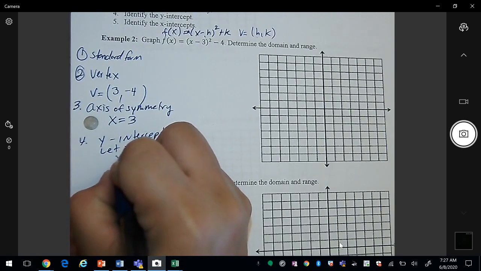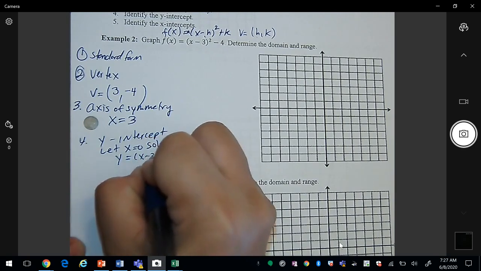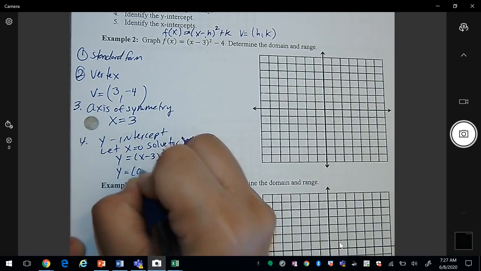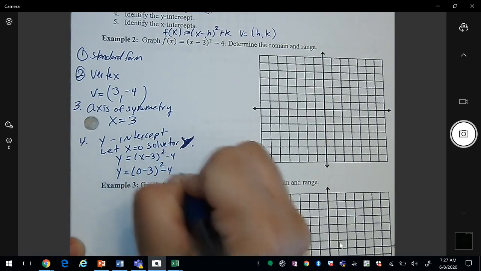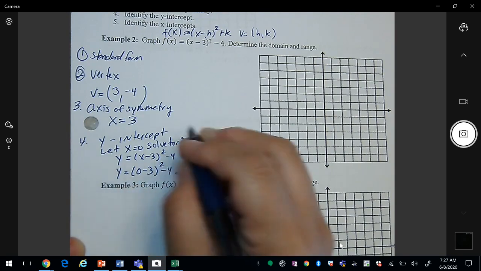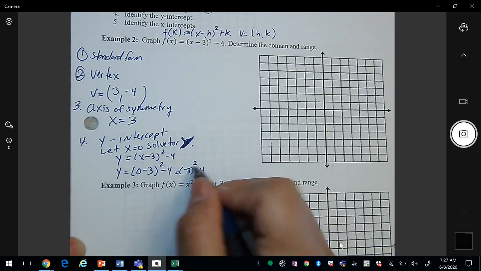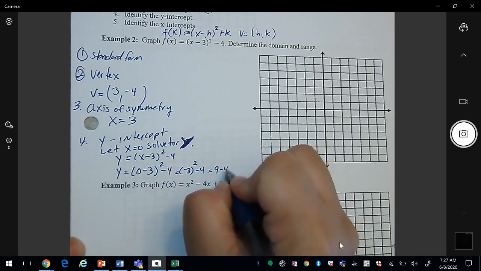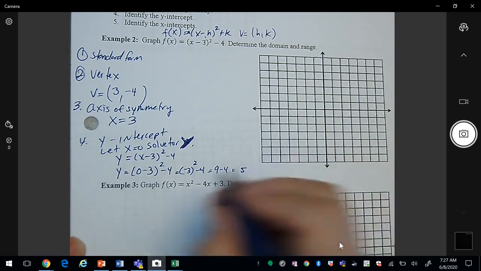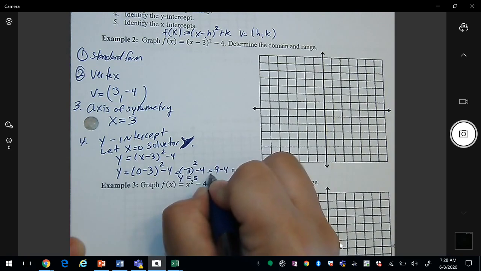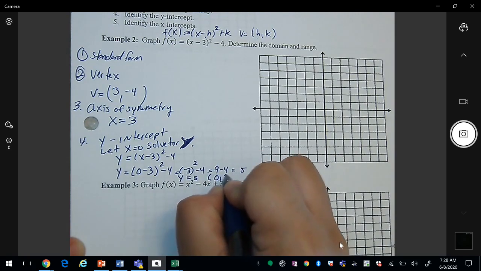So here's my equation. So I'm going to let x be 0. So 0 minus 3 is -3. Squared minus 4, -3 squared is 9. Minus 4, so we get 5. So my y-intercept is y equals 5. And we can write it as 0, 5.